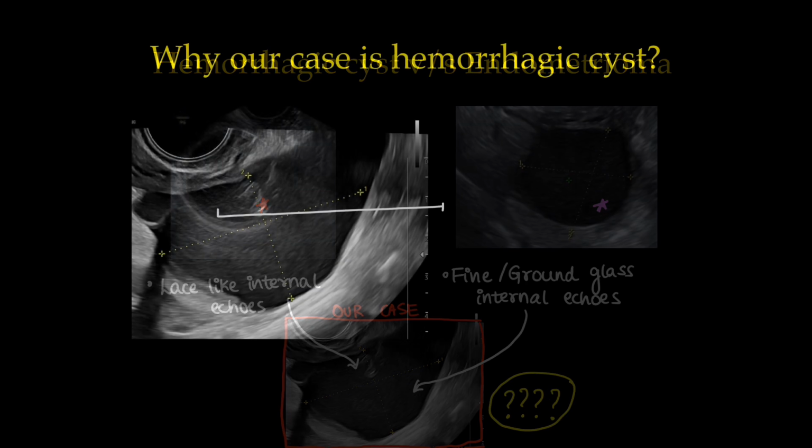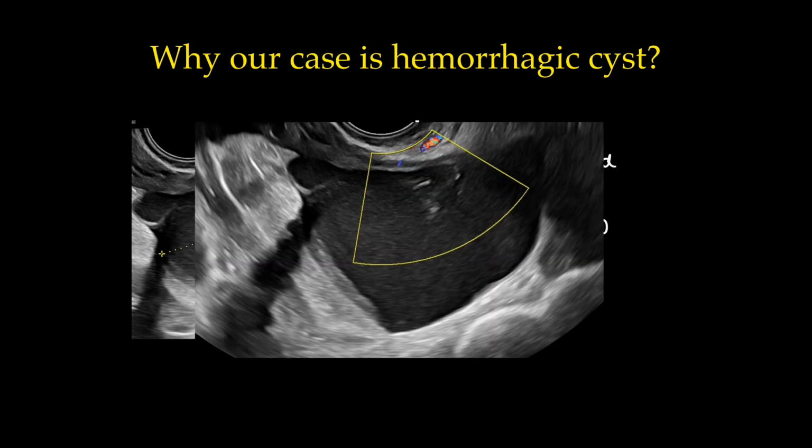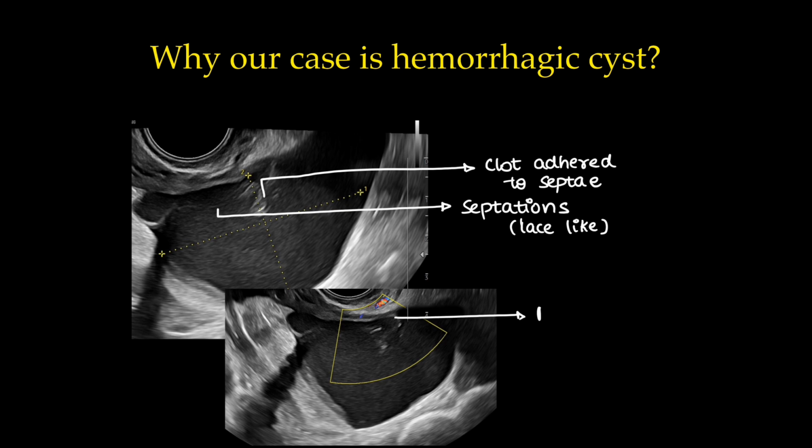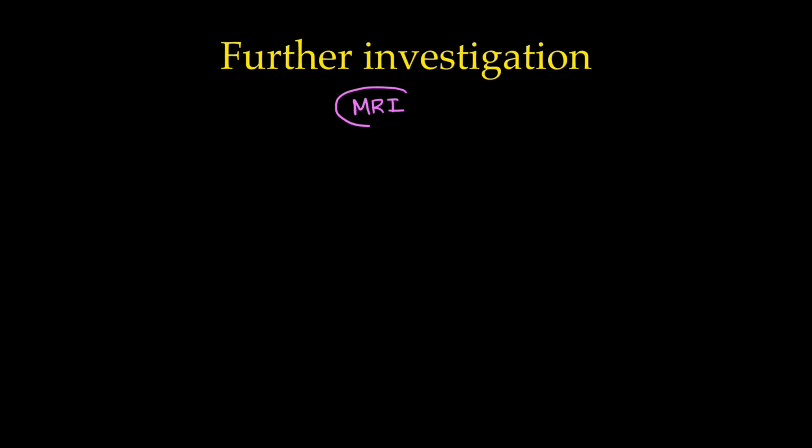So what is the diagnosis? Here we can see septations in our case. We can see some clots adhered to the septations in our case. Also these septations are lace-like and no color flow or vascularity either in the wall or in the septations or in the solid component appearing clots. So we go more towards hemorrhagic cyst.